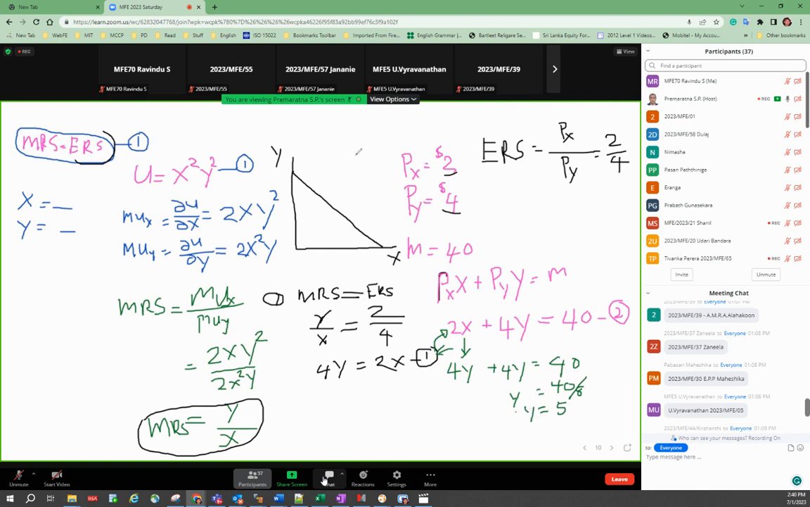Y, it means you buy 5 units. So if you plug this into the first equation, for y I plug in 5, equal to x. Then you can find x equal 10. Now, which means we buy 10 units from x.